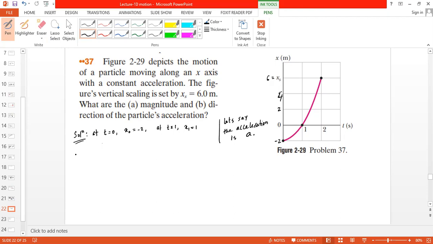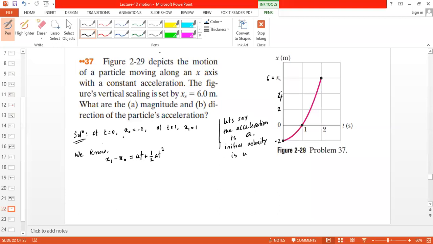Okay, now we know a formula, একটু খেয়াল করো, we know x1 minus x0 equal to ut plus 1/2 at square. By the way, initial velocity is u. Okay, so আমরা বলতে পারি, we can say x1 minus x0 equal to ut plus 1/2 at square.